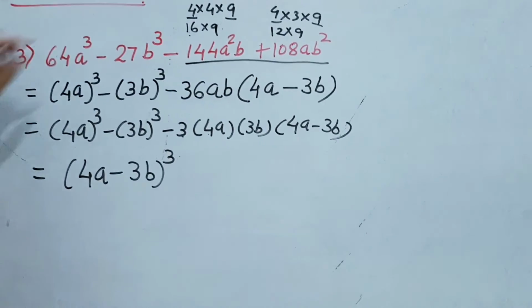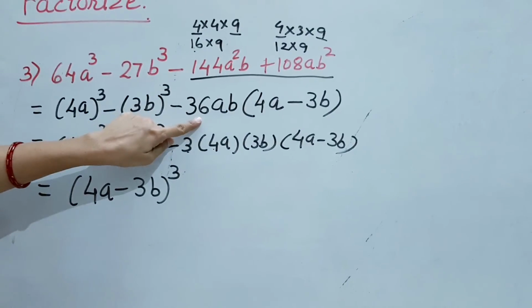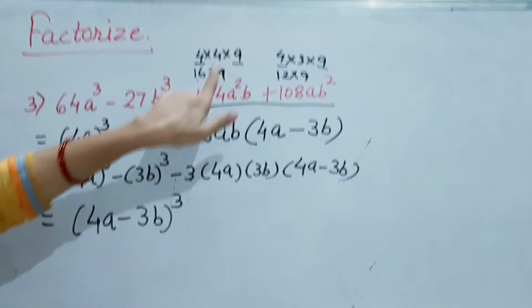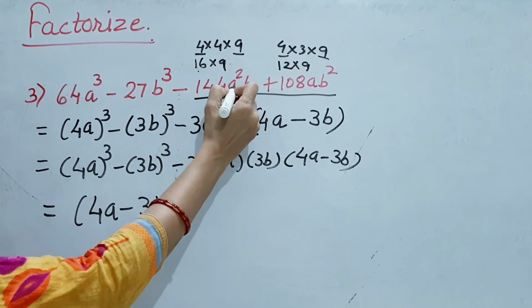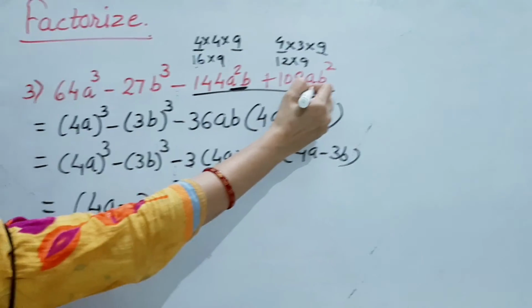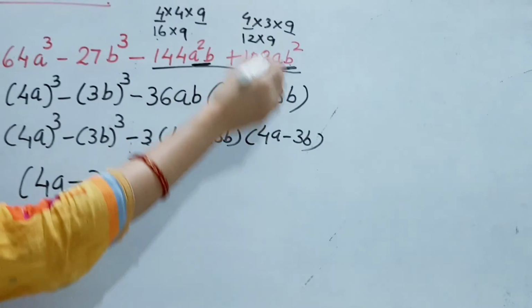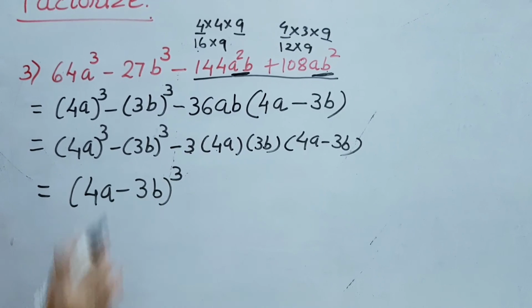In this sum you have to just understand how to get the common. So write the factors here, correct? Later on, what is common in these two? So 9 times 4 is 36ab. ab you can easily find as common. Correct? Later on, what is remaining? 4a minus 3b. Then you have to apply the formula and get the answer.